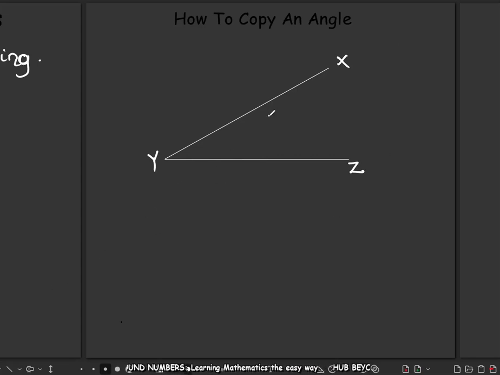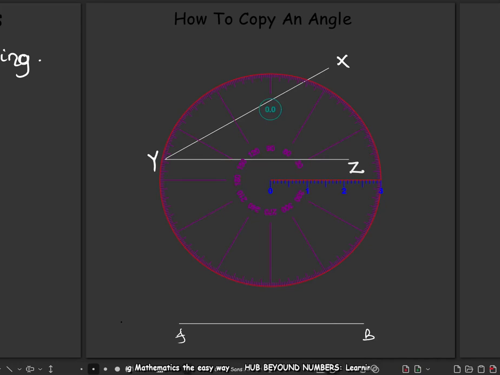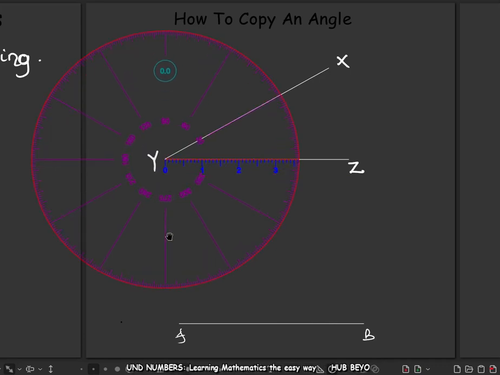Now, to copy this angle, the first thing we need is our line segment. So I'll come all the way here and draw my line segment somewhere around here, and let me name it AB. So I'll name this line segment AB. Then what we do next is take your compass. With your compass, you step at the vertex of the angle you want to copy, and then draw an arc.